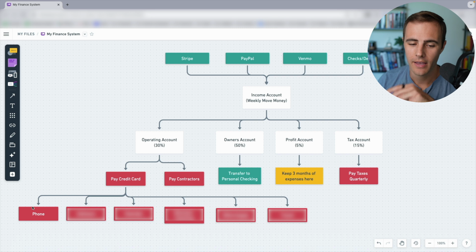So my phone bill. Even though I use it for both personal and business, I use it a lot for business. So my phone bill does go through the credit card, right? It is an expense. I have to have this device to run my business. So it goes through the business. I pay with my business credit card.